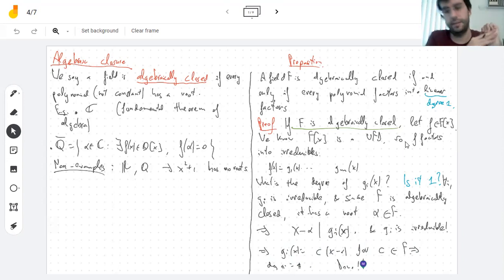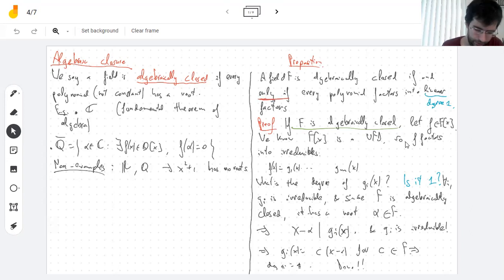I've taken a polynomial, I've factored it into things, and I've shown that all those things have degree 1. Could have gone by contradiction. Could have said, what if the degree wasn't 1? Then it would be a contradiction because it's irreducible and it has a root. But there's really no need for that. So that takes care of this part.